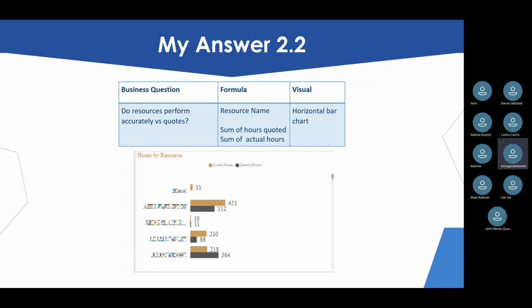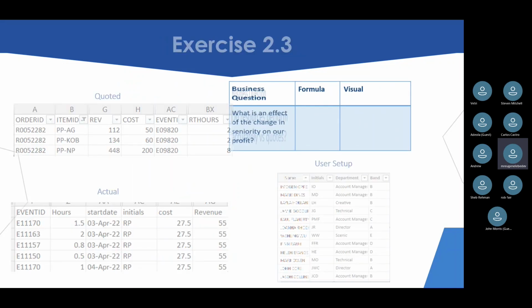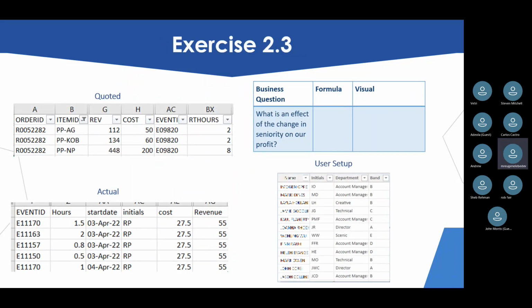So the next one is quite interesting actually, the seniority, because I had some problems with it. In this case, we have the same tables, quoted and actuals. We also have a user setup table, and this band is essentially the seniority. So band A is most senior, band E is less senior.